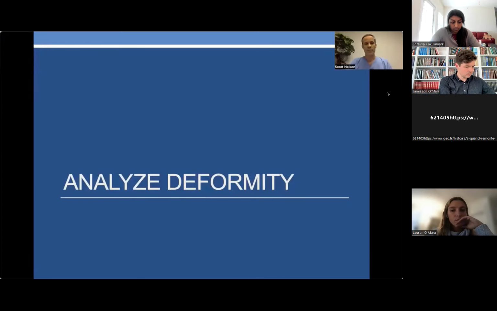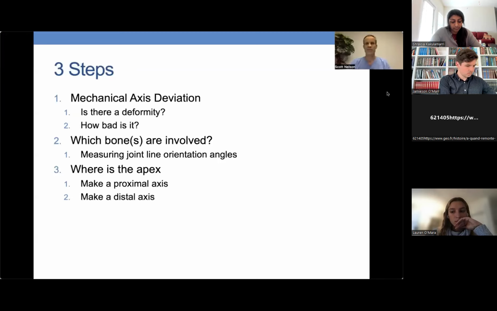First of all, we're going to start out with the basics of deformity analysis, and I've narrowed this down to 3 steps. The first one is to measure the mechanical axis deviation. And this answers the question as to whether or not there is a deformity and how bad that deformity is. And then the second step is to find out which bones are involved, one or both, tibia, femur being involved. And this involves measuring the joint line orientation angles. And step 3 is finding out specifically where the apex is so you can plan where to make your osteotomy and how to place the fixation.